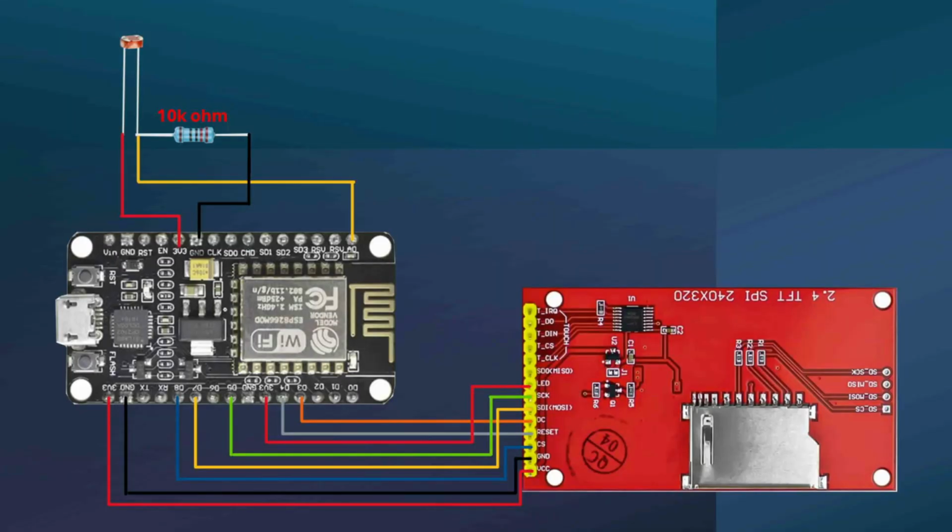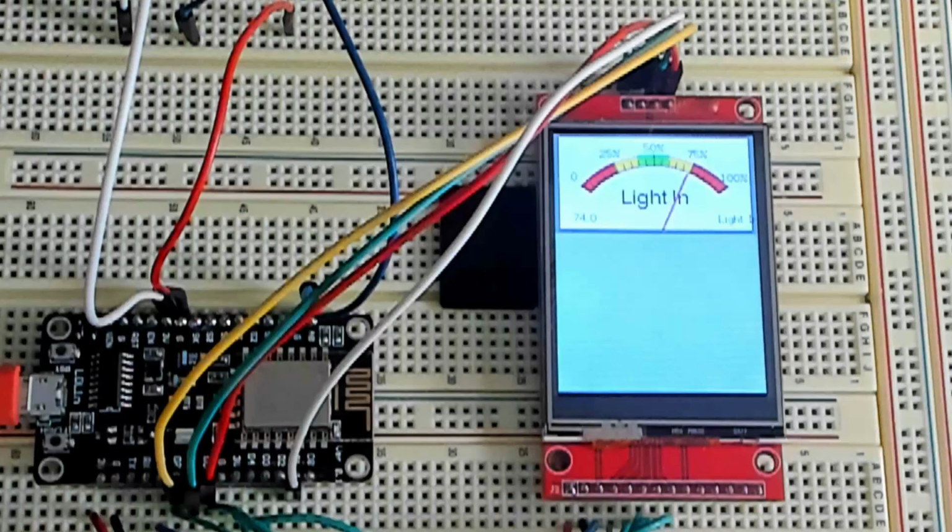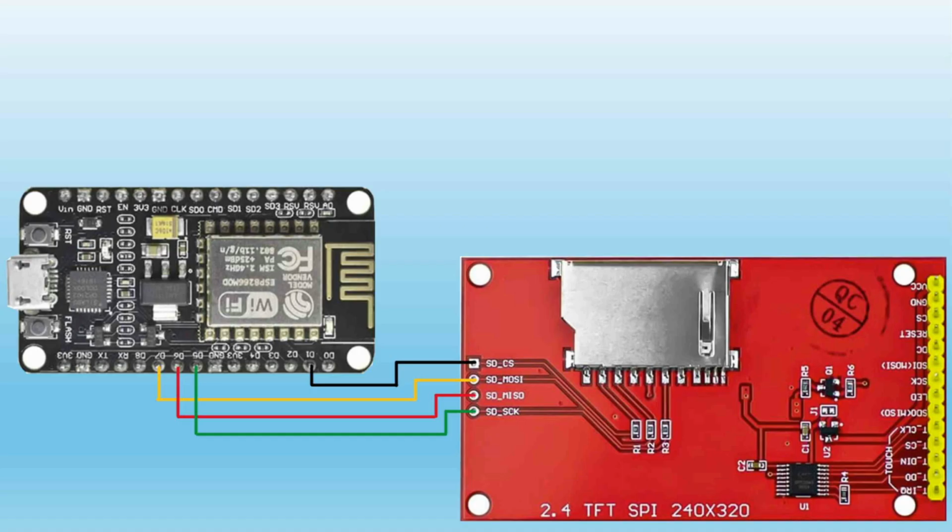So for the photoresistor, we have one end connected to the 3.3 volt, and the other side is connected to the A0 pin, and a resistor is connected between A0 and ground, and this is what forms our voltage divider. We didn't use a MISO pin, master in slave out pin. It wasn't needed when we were connecting the display because these operate in a write-only mode.